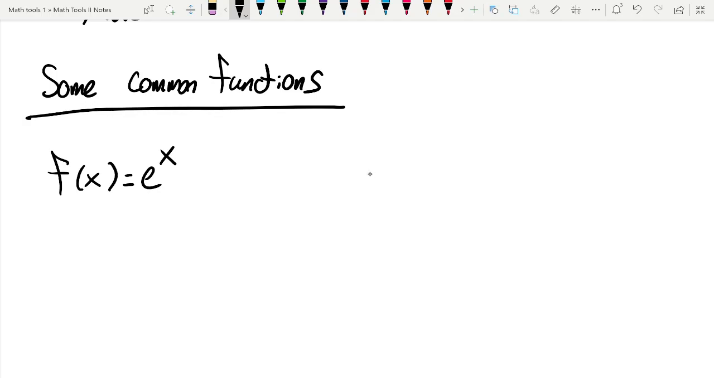In particular, in the normal distribution, you have e to the negative x squared. And when you want to find the probability of a random variable that's normally distributed, you end up having to integrate this, which is not something that's easy to do.